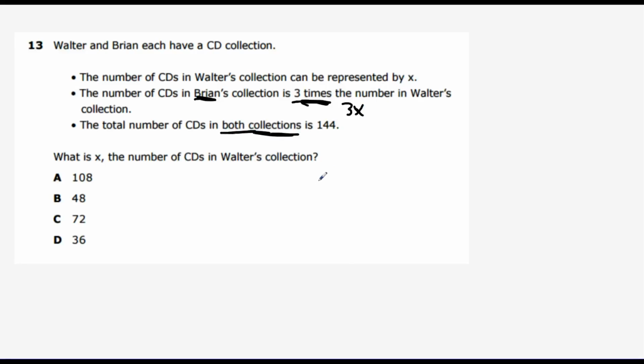Walter is represented by X plus his buddy at 3X. If this is just an X, I can put a 1 in front of it. So what's 1x plus 3x? That is a total of 4x, which is a total of 144 in our collection. So instead of dividing by 3, we have to divide by 4 to get x by itself. So our answer is 144 divided by 4.